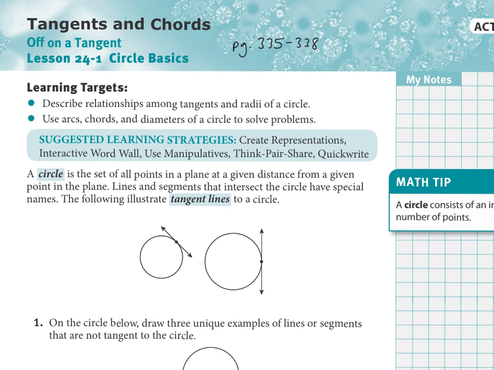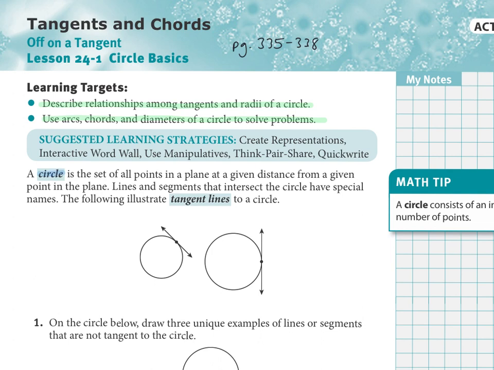So let's go ahead and look at our learning targets. We are going to describe relationships among tangents and radii of a circle, as well as review those vocab words. And we're going to use arcs, chords, and diameters of a circle to solve problems. We can see there's going to be a lot of new vocabulary that we will be using in this unit. Let's go ahead and start reading.